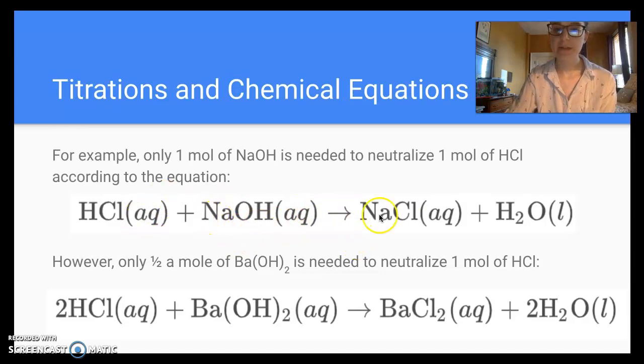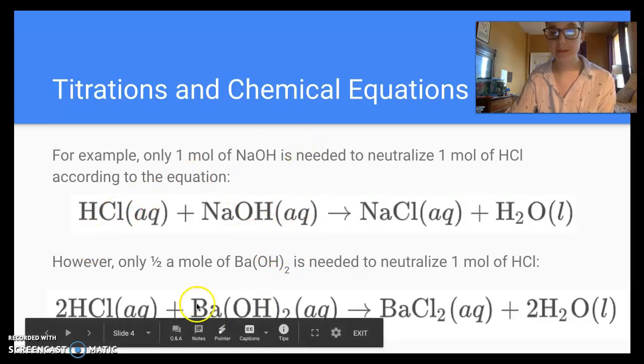Based on this chemical equation, remember that for neutralization to occur completely, it's a 1-to-1 ratio between H+ and OH- ions. So based on the coefficients of this reaction, we know that only 1 mole of sodium hydroxide is needed to neutralize 1 mole of HCl, because both of these have a coefficient of 1, and there's only 1 OH and 1 H in these two chemical formulas. So it's a 1-to-1 ratio. You only need 1 mole of NaOH to neutralize 1 mole of HCl.